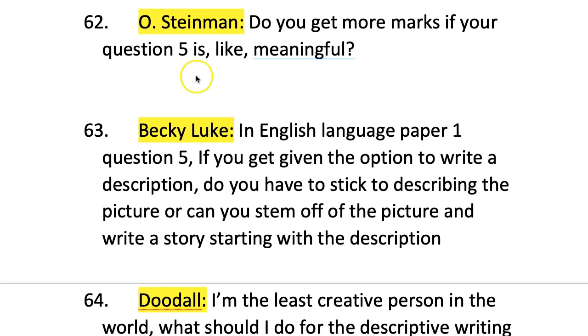O Steinman asks, do you get more marks if your question 5 is, like, meaningful? Yes. So, if your description is just there to prove that you describe, you really can't get above a grade 5 or 6 max. However, if there is a point to your description, which I think is what you mean here, then yes, you're going to get much higher marks.